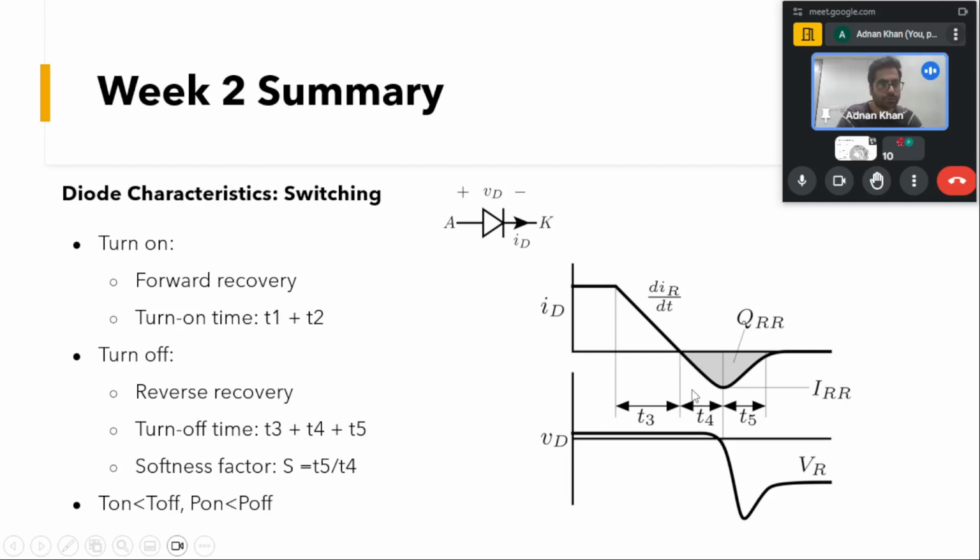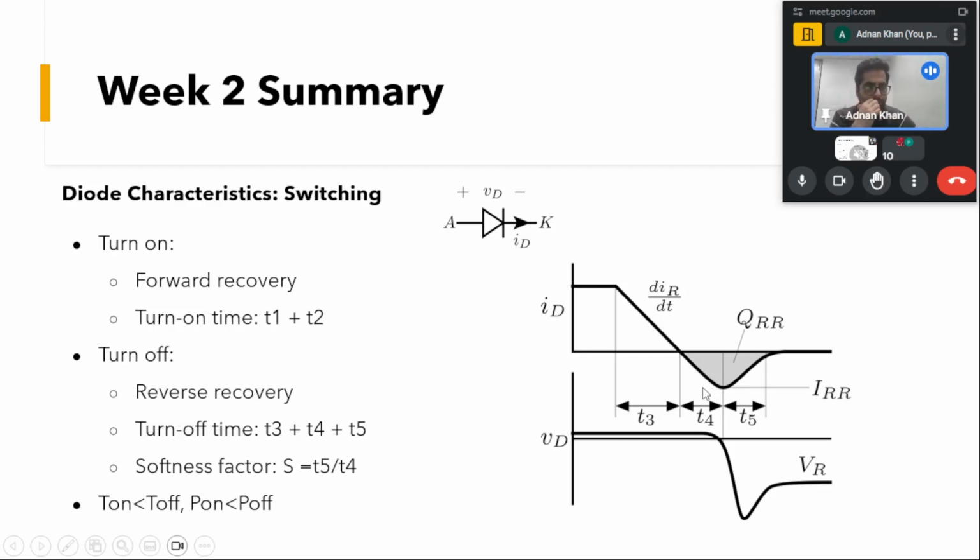This is the reverse current due to the minority carriers across the junction. To understand this perfectly, you have to go to the device physics, what happens in the diode. These minority carriers will recombine till this peak point. After that, it will go to some reverse peak current, and after that the current will come back to 0 in the T5 interval. You can see from T4 to T5 the current goes from 0 to some reverse peak current and comes back to 0.